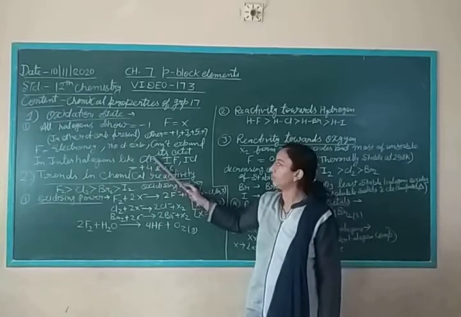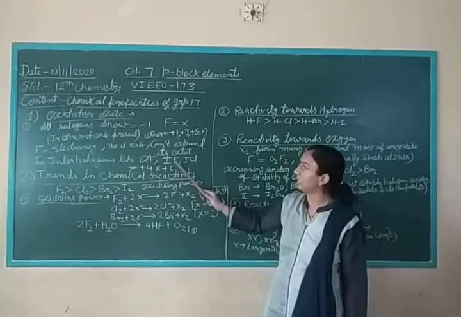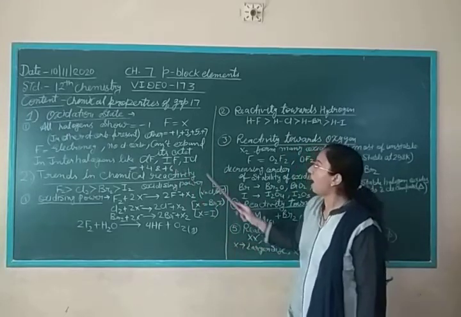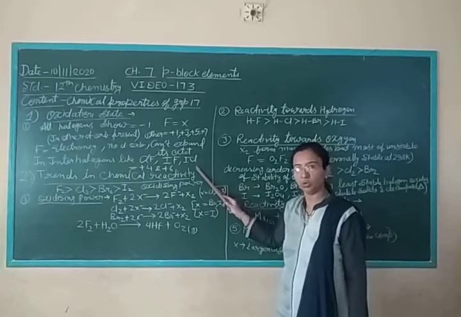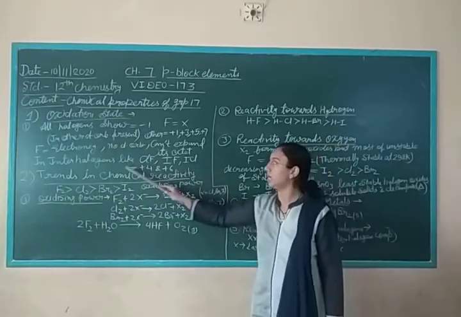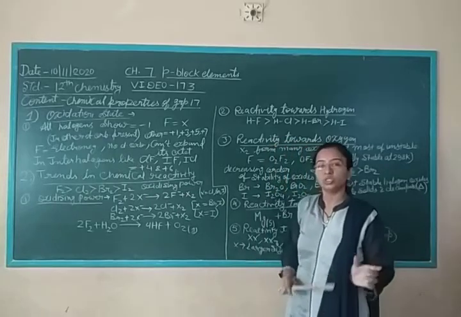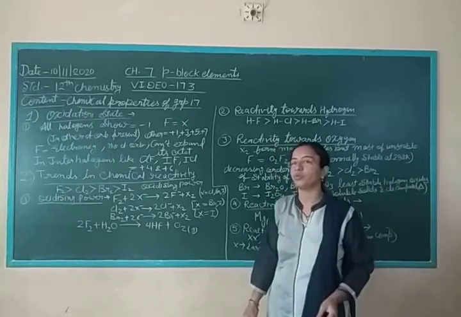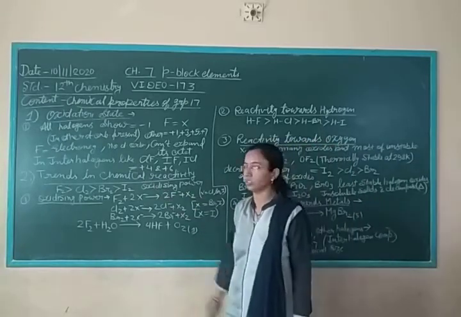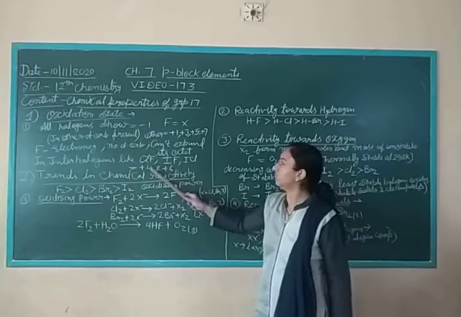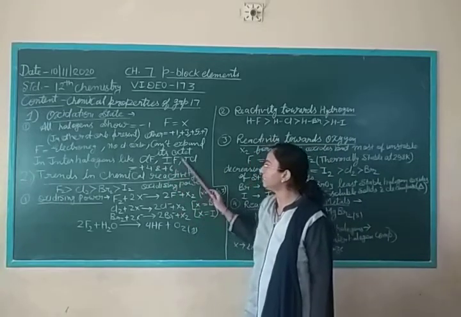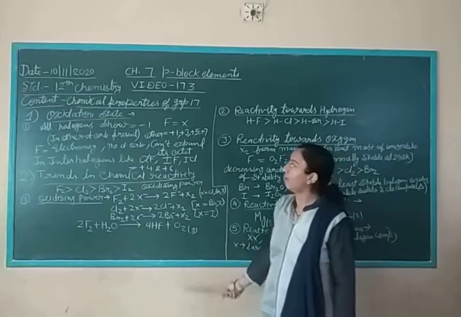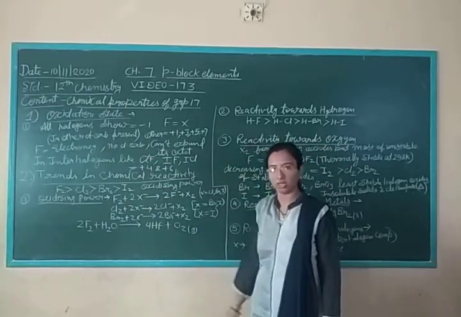Chlorine size is greater than fluorine, so chlorine reacts with fluorine. Iodine size is greater than fluorine, so iodine reacts with fluorine and iodine fluoride is formed. Iodine is bigger than chlorine. So these compounds are known as interhalogen compounds. When a bigger halogen reacts with a smaller halogen, interhalogens are formed. Then interhalogens change their oxidation state, representing +4, +6. So the first property, oxidation state, is done.